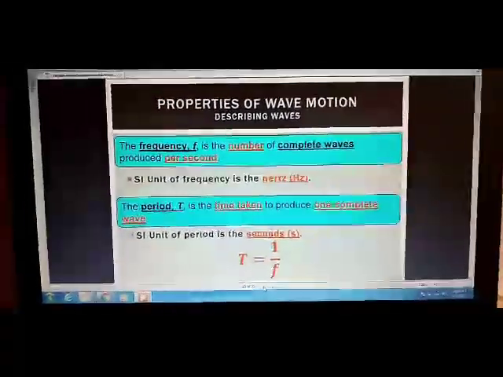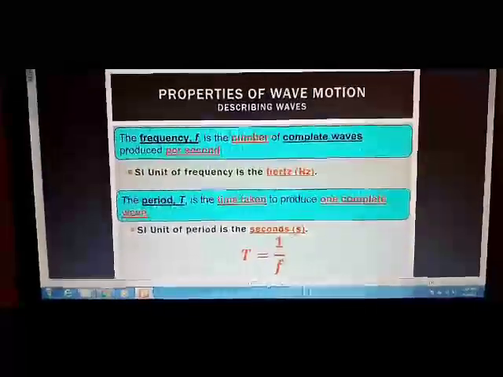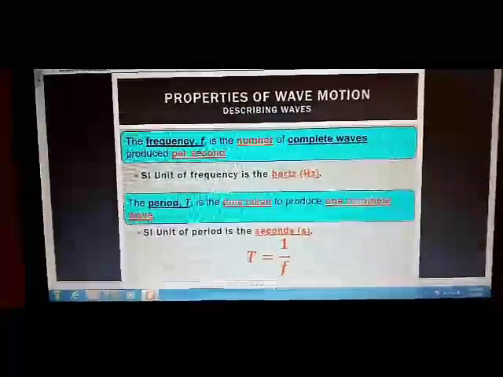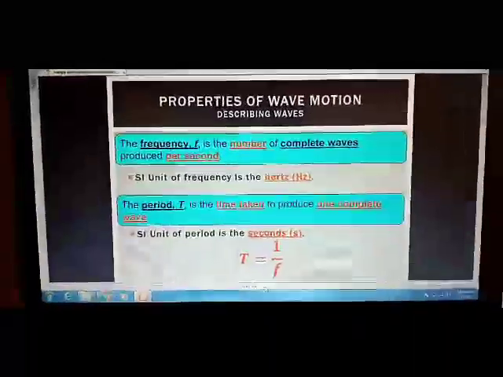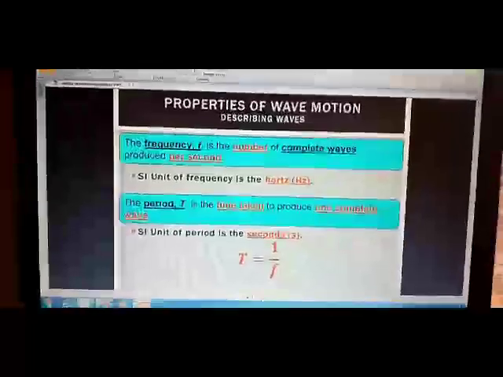The period T is the time taken to produce one complete wave. And the SI unit of period is second. And its formula, T is equal to 1/F, is used many times in solving questions. And we will also use it, girls.